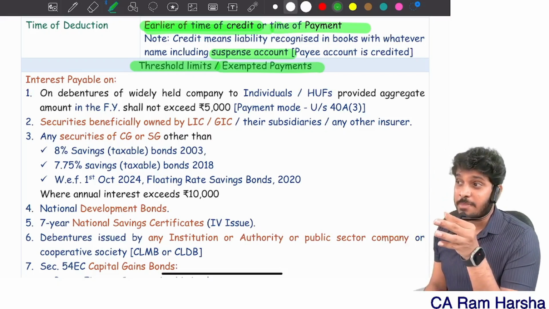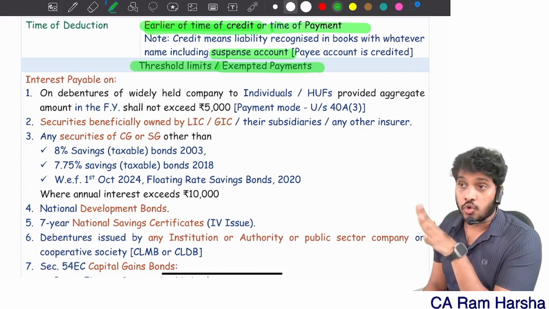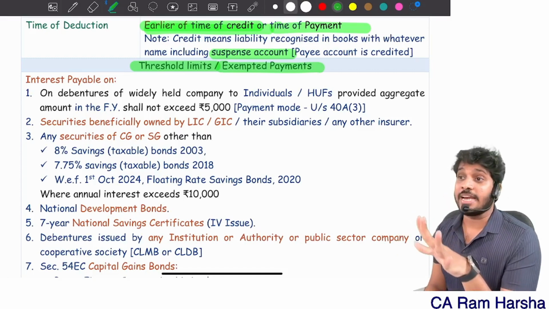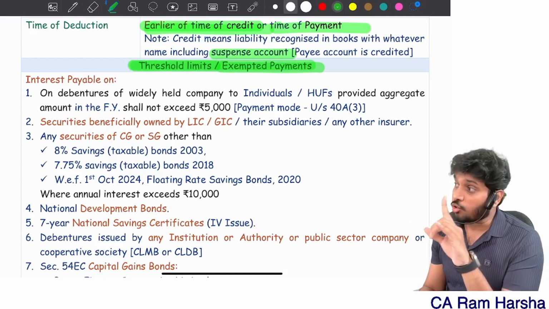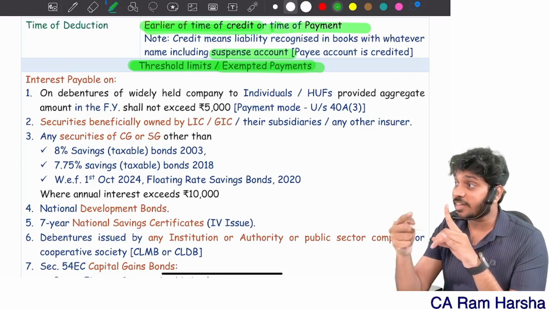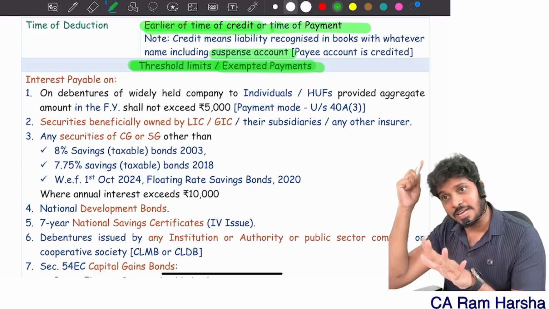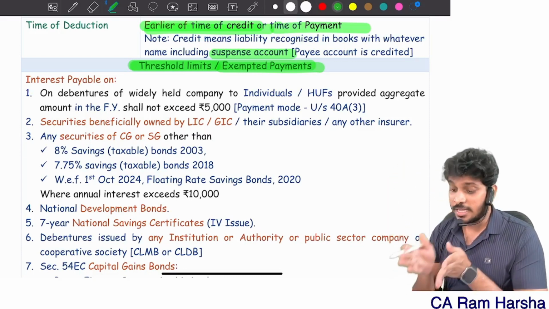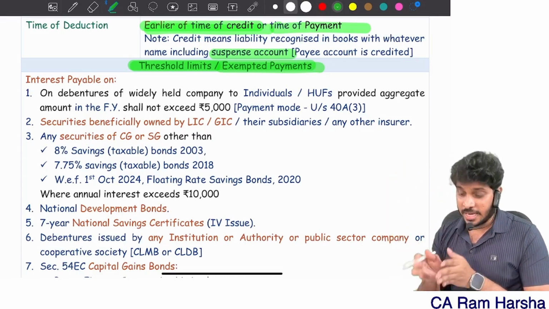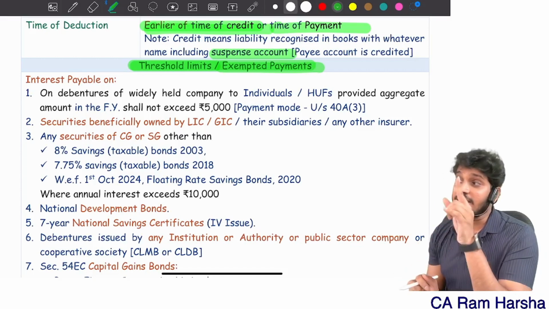Next, what are the threshold limits, or what are the exemptions under these sections? Some interest payments on securities are exempted. No TDS will apply. Remember, this is about no TDS. It's not about exemption of that income for the recipient. For the recipient, the income is taxable or exempted as per our exemption and taxability rules. Here I'm talking about something else. Here when I say exemption, it means TDS is exempted on that.